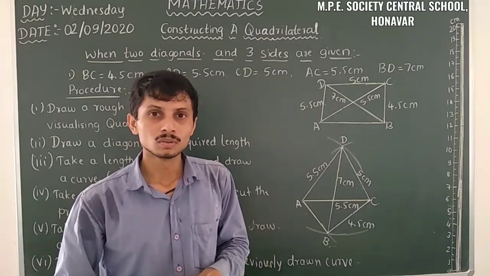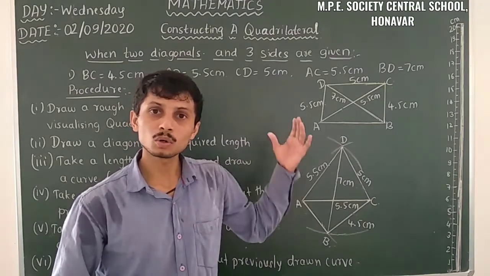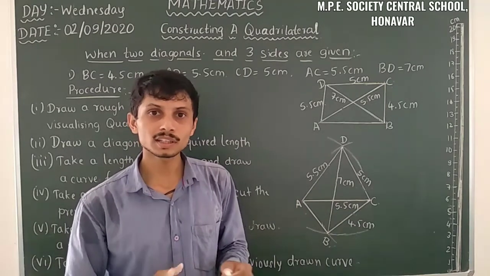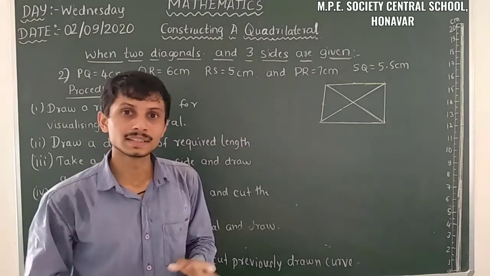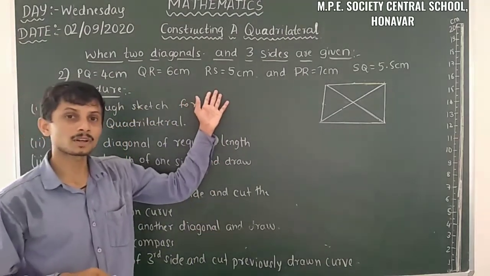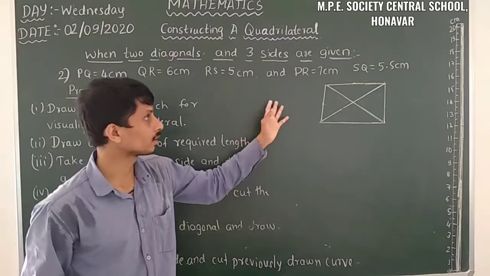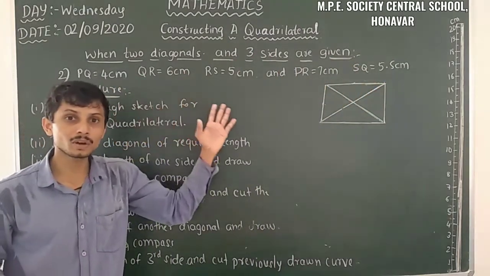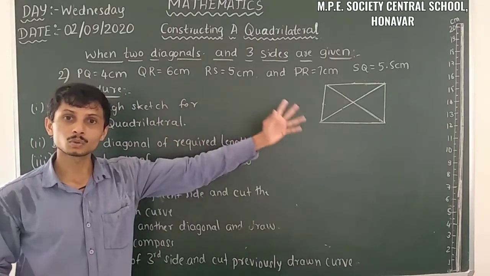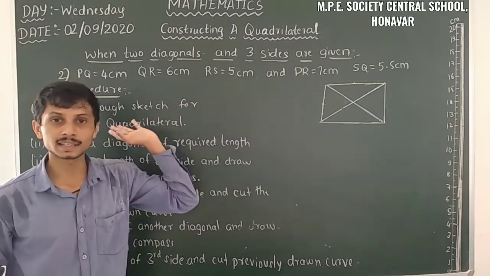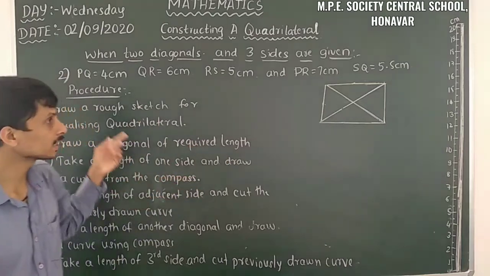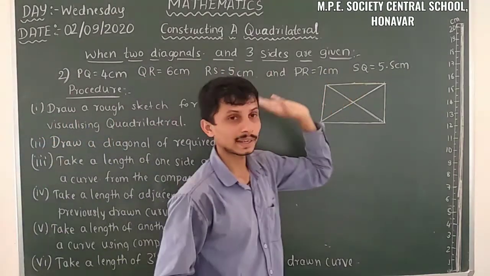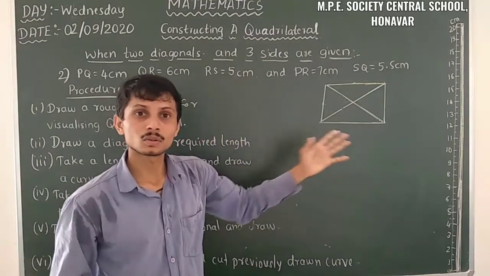Just go through the procedure and construct a quadrilateral. So let us take another example. Here it is another example for constructing a quadrilateral when 2 diagonals and 3 sides are given. It's a PQRS quadrilateral. What are the 3 sides here? PQ, QR and RS. What are the 2 diagonals here? PR and SQ.